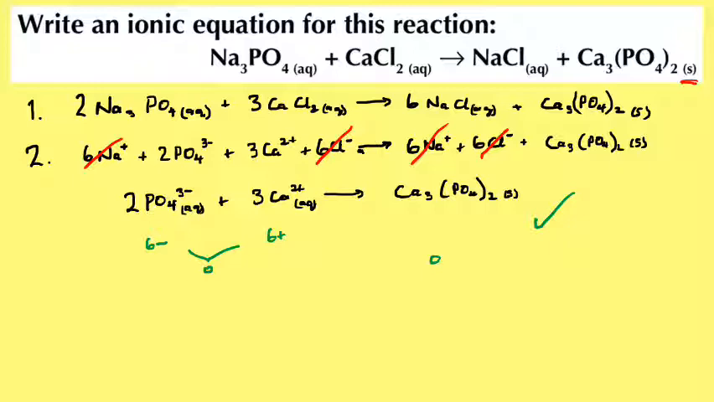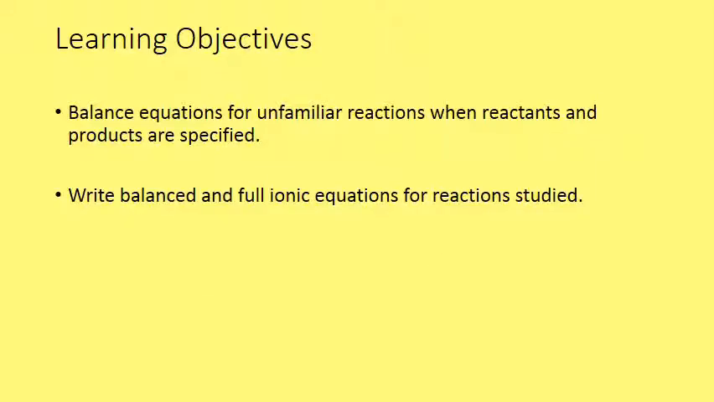Okay, I think that's about it for chemical equations. Let's just check we've covered off all of the lesson objectives, and they are here. All right, so we were to balance equations for unfamiliar reactions when reactants and products are specified. And I think we've done that. We had a couple of examples of balancing equations, and we've also written full balanced and full ionic equations for a couple of different reactions. So I think we've covered that one off too.